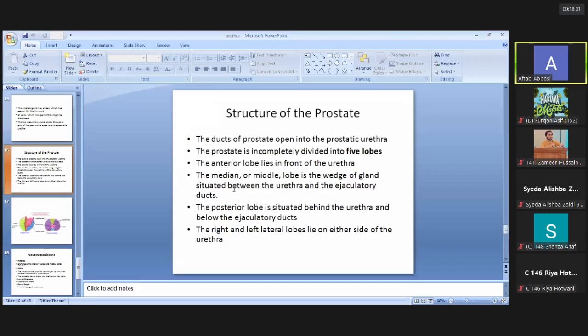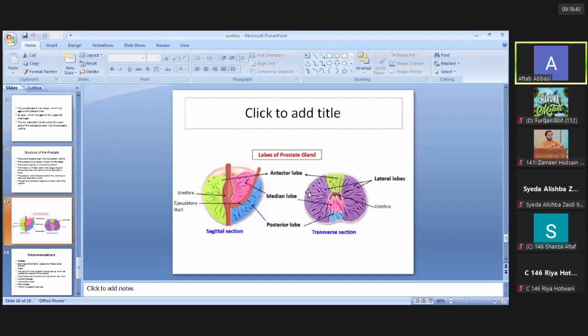The median lobe, also known as the middle lobe, is a wedge-shaped structure of the gland that lies between the urethra and the ejaculatory ducts. The part of the prostate gland that lies between the urethra and ejaculatory duct is known as the median lobe or the medial lobe.